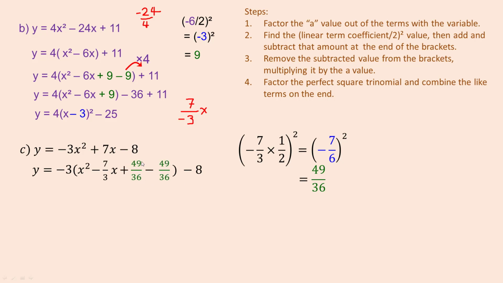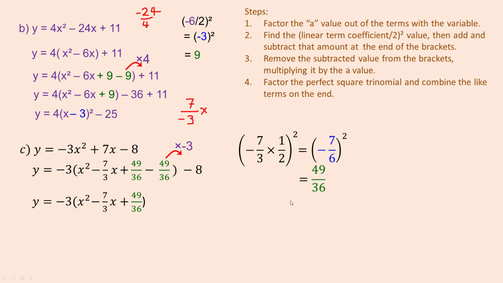So again, I'm combining these two lines, just leaving a space here after I do the factoring so that I can write that add and subtract part inside there. Now, the next step is to bring this negative 49/36 out. We're going to leave this inside here. So I'm doing step 3 now. We're going to take this negative 49/36 out, and remember it's going to be multiplied by that negative 3.